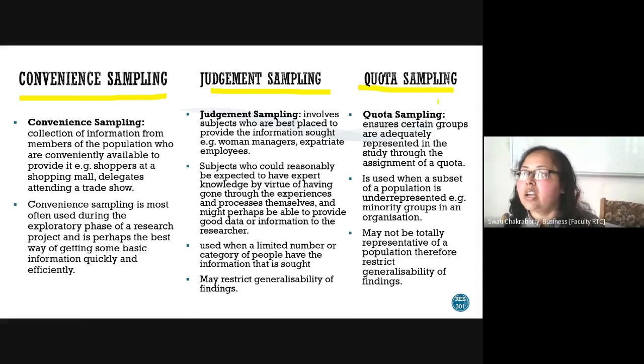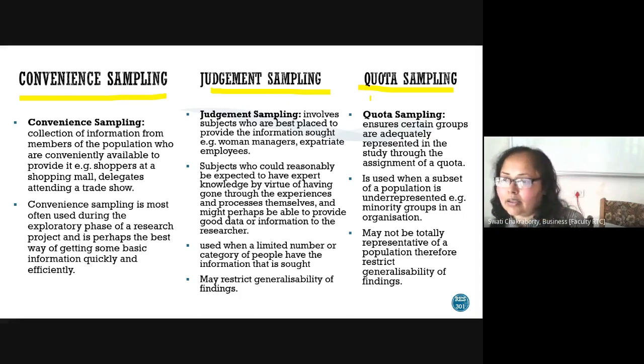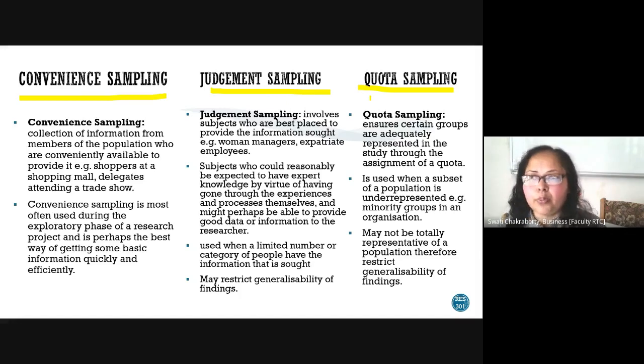Quota sampling ensures certain groups are adequately represented in the study through the assignment of quotas. It's used when a subset of the population, such as minority groups and organizations, is underrepresented, or their opinions are not taken into consideration. So you look into that. It may not be totally representative of the population, and therefore it restricts generalizability of findings.